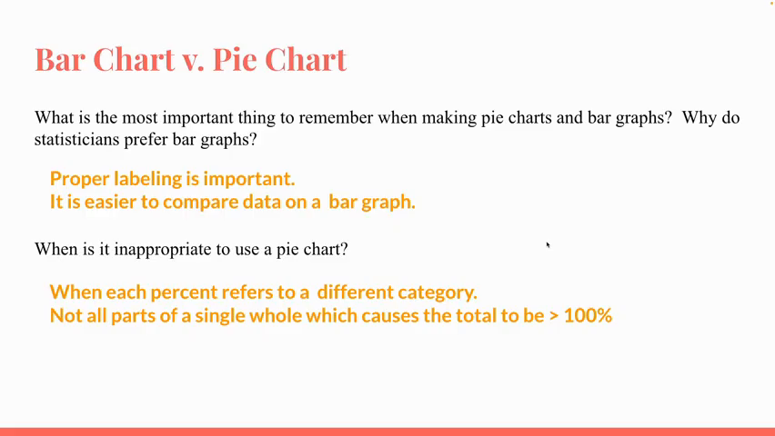So when is it inappropriate to use a pie chart? When each percent refers to a different category. So not all the parts of a single whole, which causes the total to be greater than 100%. Usually with pie charts, you should add up to 100%. So if you're not looking at one whole, then you may have greater than 100%. So just be aware of that.